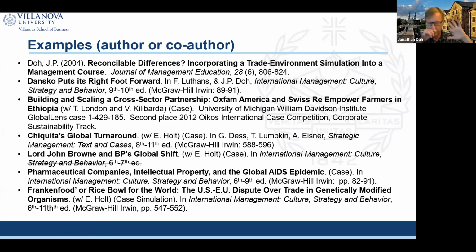You may have also followed some time back a dispute between the United States and the European Union about trade in products that had been produced with genetically modified organisms. And what's interesting here is there's a cultural element, in the sense that the US and EU culture has a very different perspective on food safety and different approaches to whether something is fit to be sold on the store shelves. And so this one, again, unfolds very similar to the one that I just mentioned. I have some others in here, a relatively recent one on Dansko, another one on a cross-sectoral partnership between Oxfam America and Swiss Re, helping African farmers adjust and adapt to climate change.